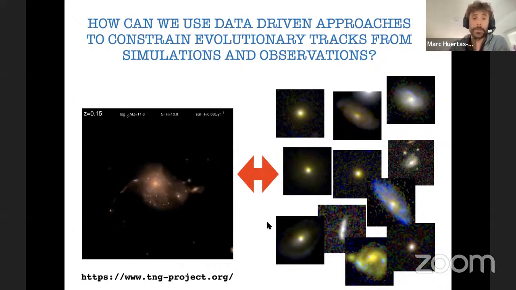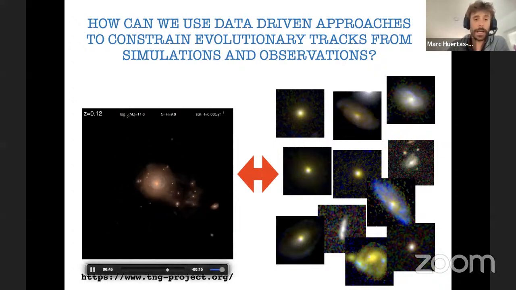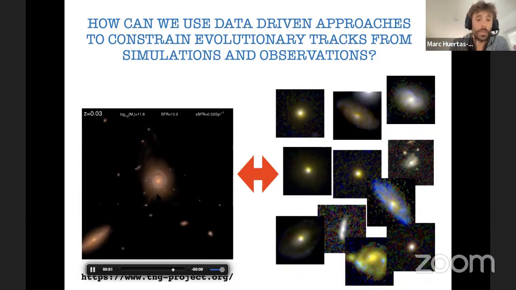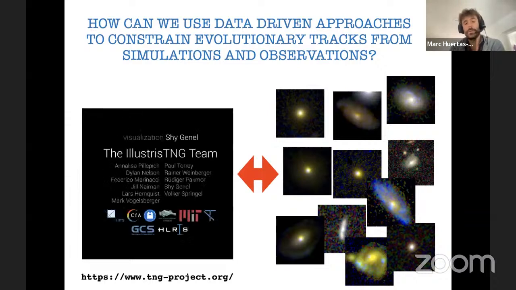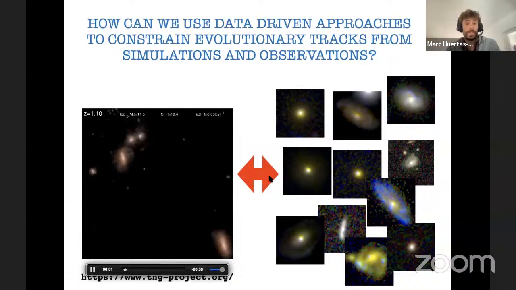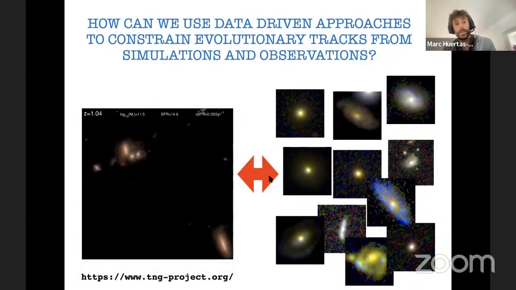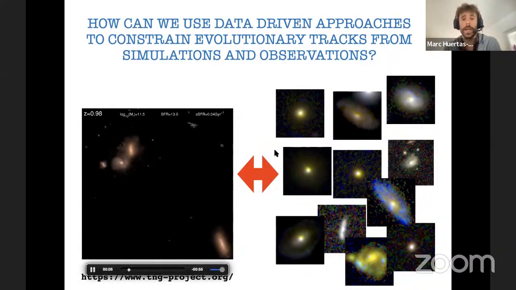And of course, this is a tricky business because on the one side you have simulations that are incomplete and not perfect, and on the other side you have noisy data with limited resolution, and you try to understand if, first, things agree, and if you can learn something from these simulations about the physics that you get in the observations.